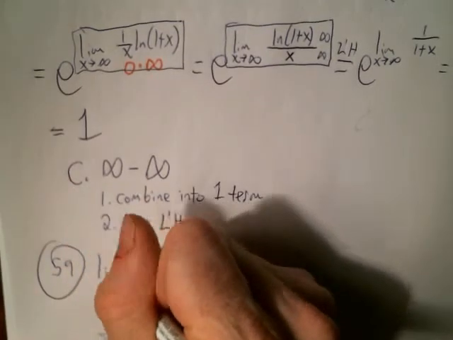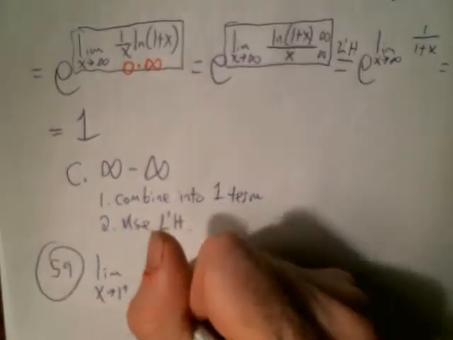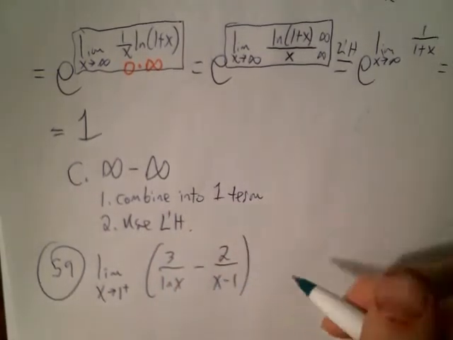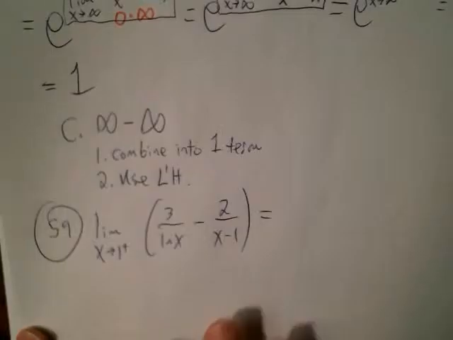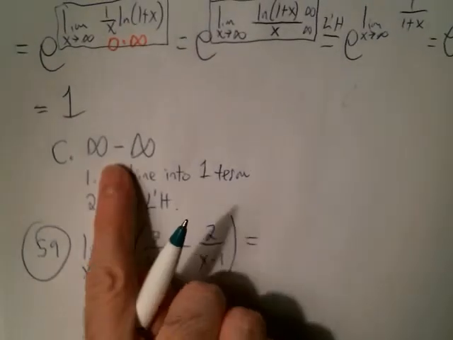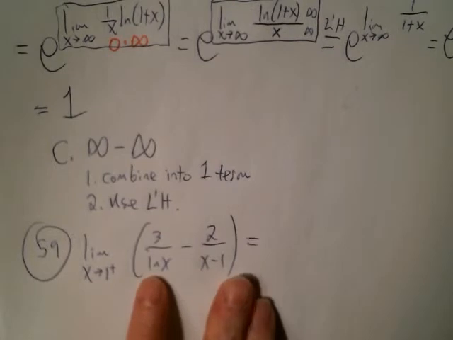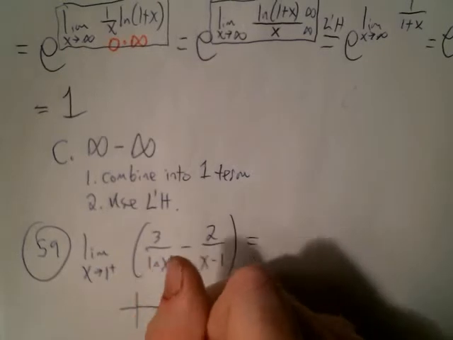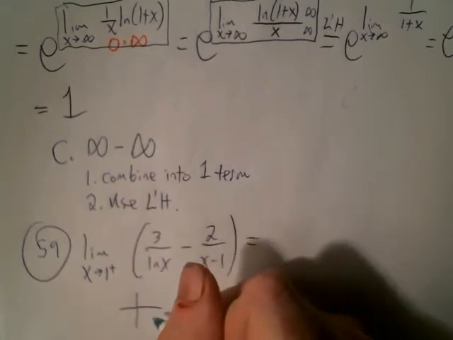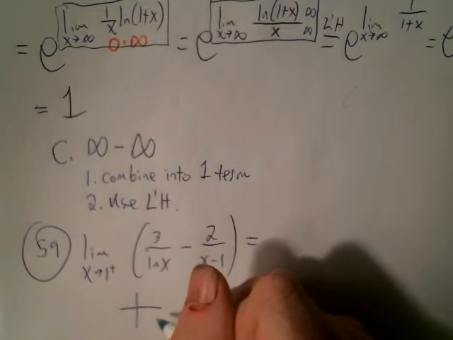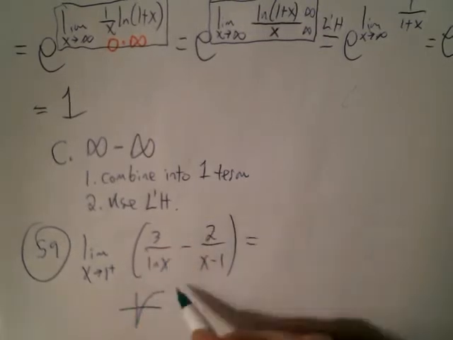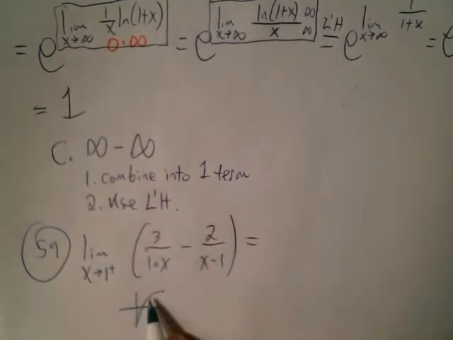And we have the limit as x goes to 1 from the right of 3 over ln of x minus 2 over x minus 1. I'm going to combine these into one term. You should make sure that they actually are of this form, so we should at least check that. As x goes to 1 from the right, the ln of x is getting really, really close to 0. So it'll be 0 positive.